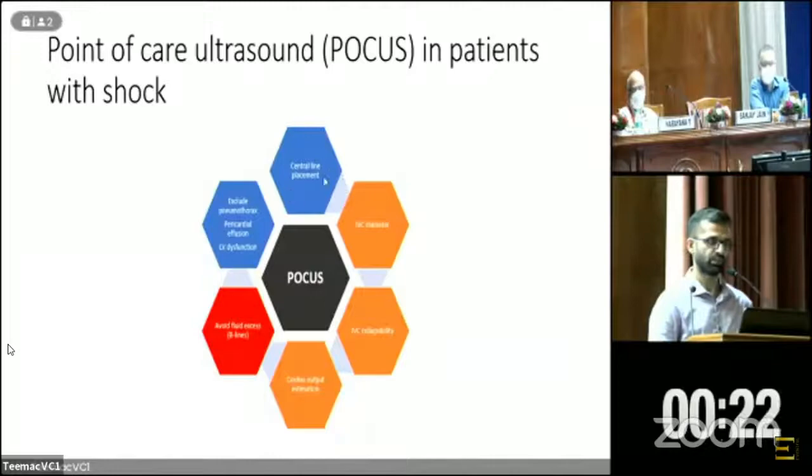So finally, how can point of care ultrasound be useful in shock? First is the placement of a central line with real-time guidance. Second, static parameters of IVC. Third, IVC collapsibility and cardiac output estimation in predicting fluid responsiveness. And once the resuscitation is done, we can see whether fluid excess has been there by seeing the B lines, and we can also exclude pneumothorax, pericardial effusion, and LV dysfunction.